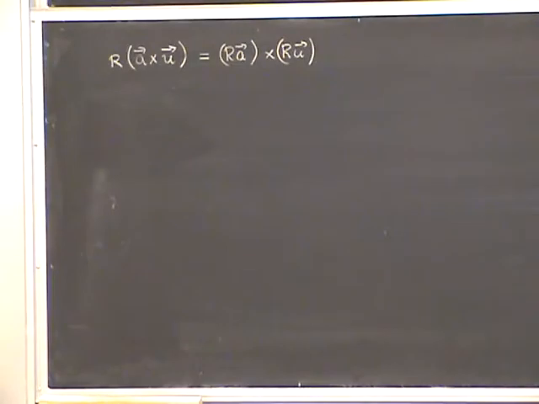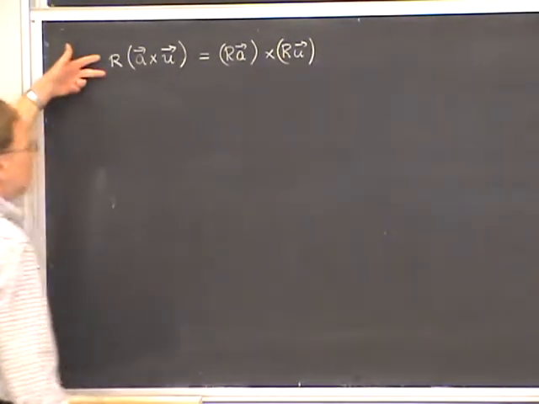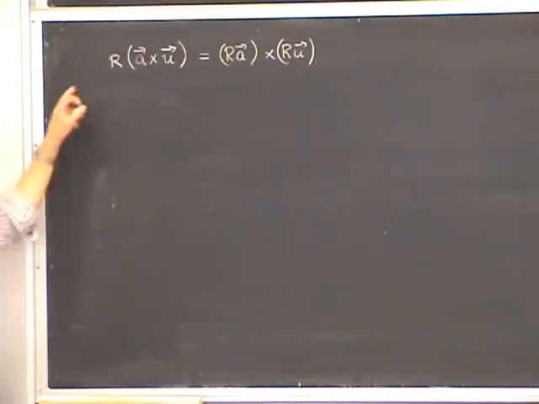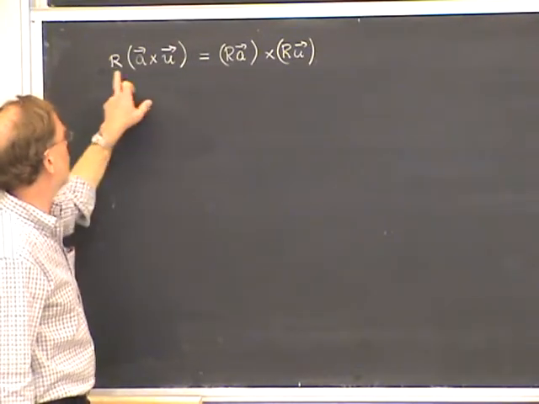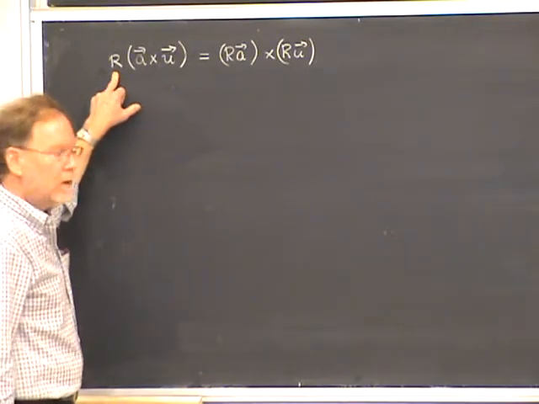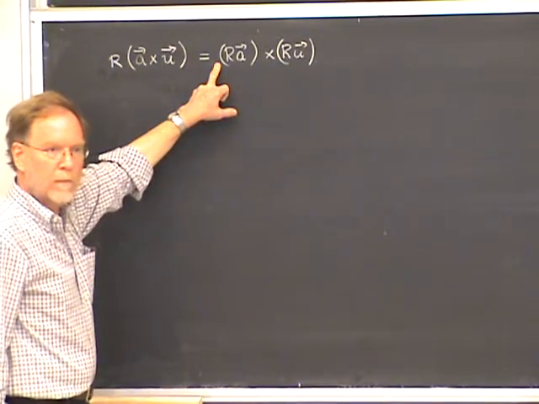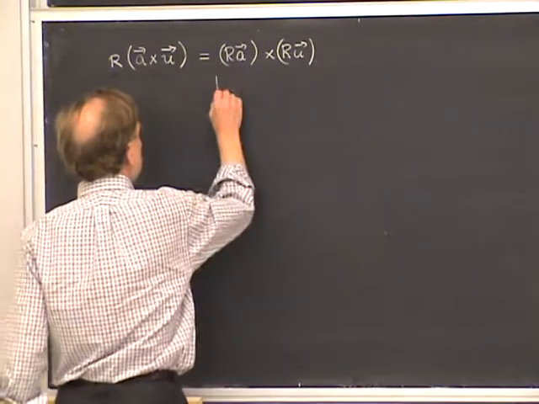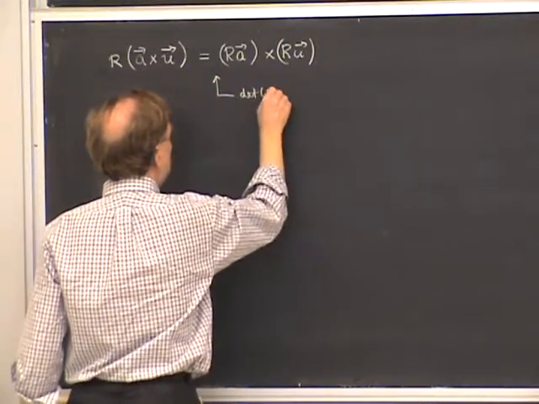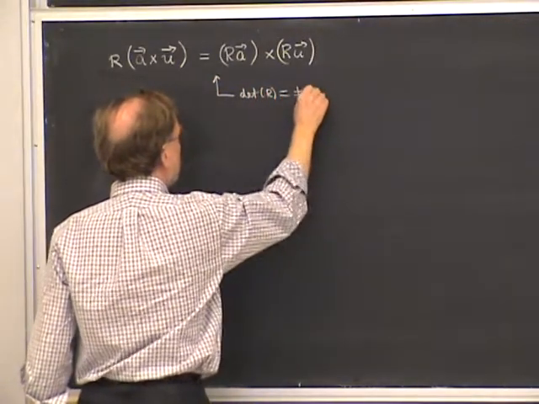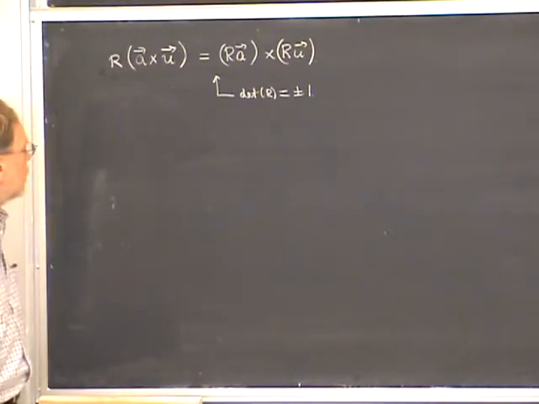Now, I'm not going to prove this formula. Rather, I'll leave it as an exercise for you. But when you do this exercise, what you'll find is the answer is only true if the rotation R is proper. If the rotation R is improper, you get a minus sign on the other side. If you wanted to handle both cases, you would insert a sign here, which is the determinant of R, which is of course equal to plus or minus 1, the plus sign being the proper ones and the minus 1 being the improper ones.